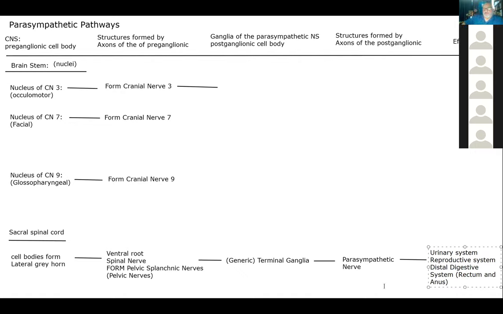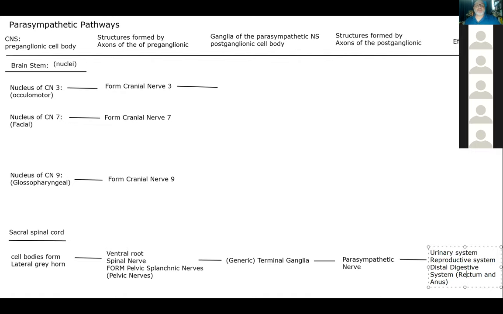So there you go. So notice, if you want to pee, if you want to poo, if you want to come, this is the pathway. Your parasympathetic nervous system sends a signal from your sacral spinal cord out that pelvic splanchnic nerve to a terminal ganglia associated with those organs where it synapses. It's then parasympathetic nerve goes to those structures and provides that input.